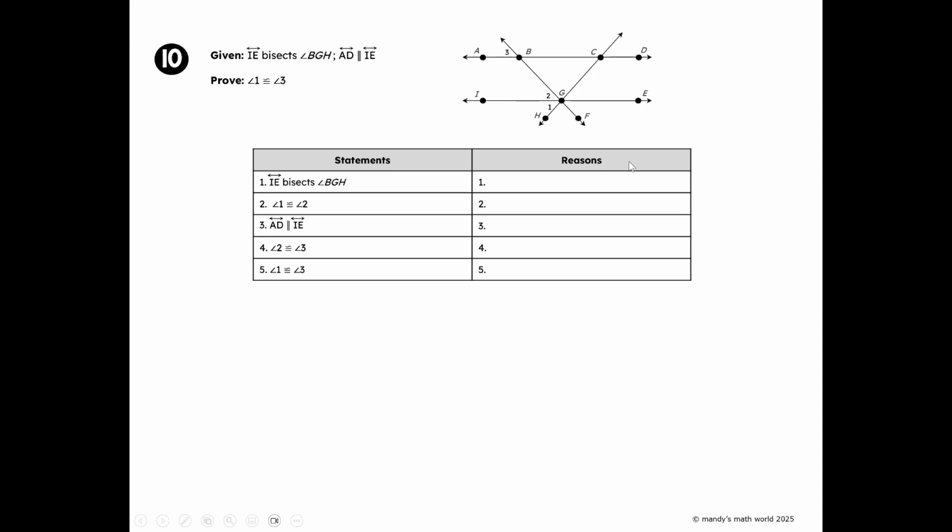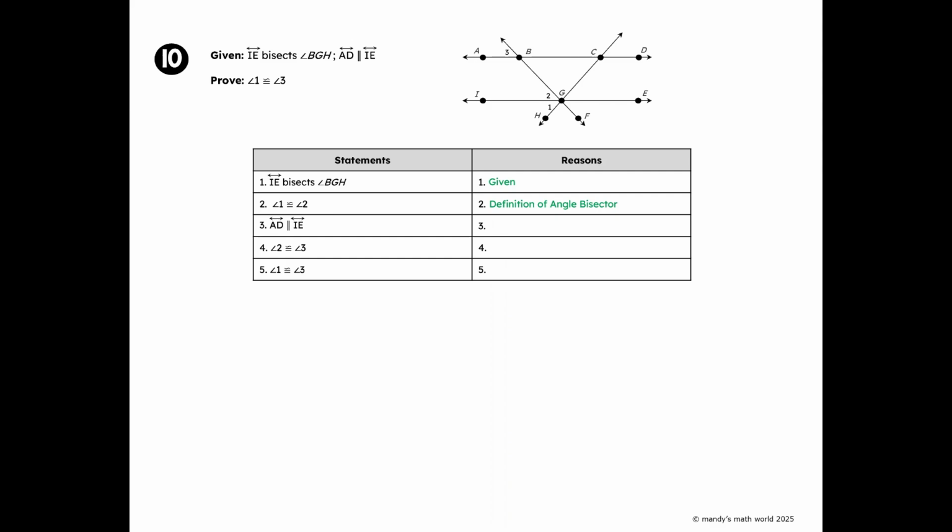So there's a lot going on here. I've got the statements all written down for you because this is clearly a difficult proof. Let's see if we can come up with the reasons. So the first statement is that line IE bisects angle BGH. Well, that's what we're given. The next is that angle 1 is congruent to angle 2. How do I get from this to that? How can I conclude that? Well, that's the definition of an angle bisector, right? It splits it in half, so you have two congruent angles.